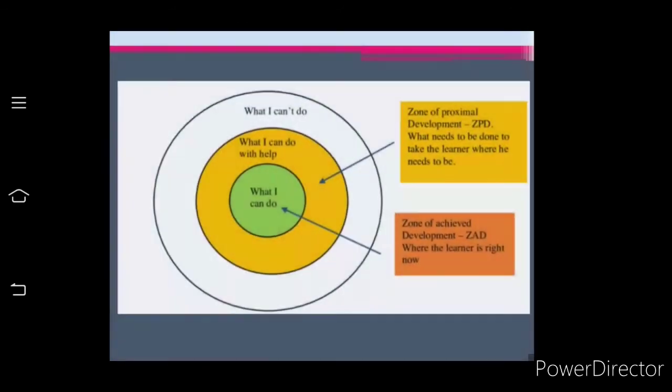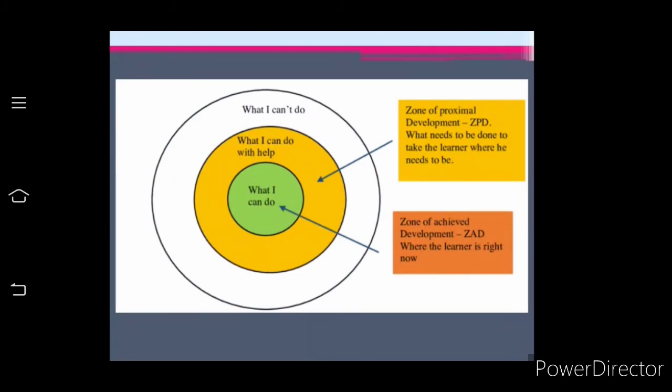Okay, so here is the illustration of the zone of proximal development. Let's start from what I can do. You may be doubting yourself, telling yourself that you cannot do these things just like that. But later on, with the help of the more knowledgeable other, you know what needs to be done, but you still need others for you to perform successfully. So through the help of others, you can now do tasks appropriately. You know where you are right now, and you can independently carry out tasks on your own.